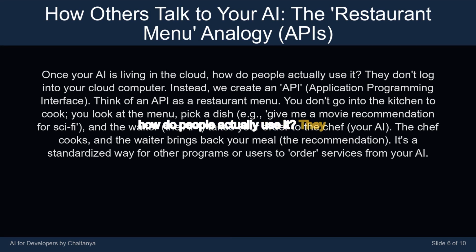Once your AI is living in the cloud, how do people actually use it? They don't log into your cloud computer. Instead, we create an API, application programming interface. Think of an API as a restaurant menu. You don't go into the kitchen to cook. You look at the menu, pick a dish, e.g., give me a movie recommendation for sci-fi, and the waiter, the API, takes your order to the chef. Your AI, the chef, cooks, and the waiter brings back your meal. The recommendation. It's a standardized way for other programs or users to order services from your AI.